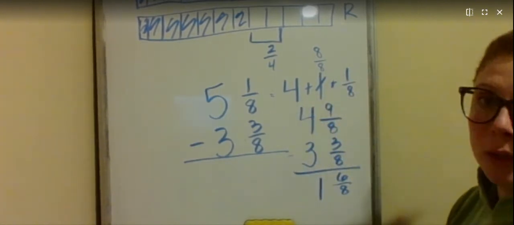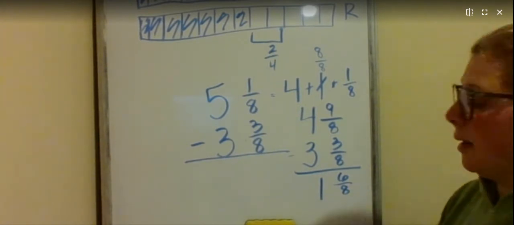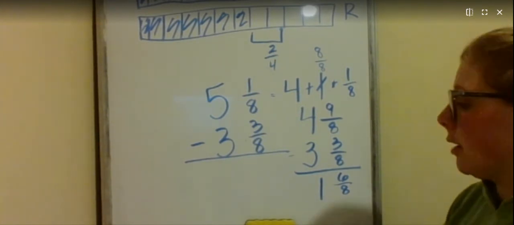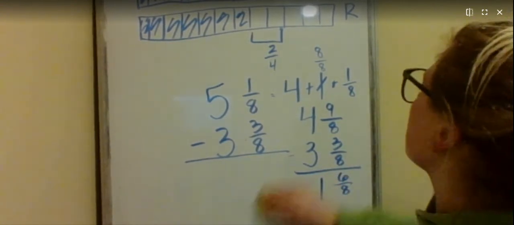The other way that you can do it is by renaming both your mixed numbers and changing them to fractions greater than 1 and then just subtracting. I think that's a little bit easier. So I'm going to show you that way too.